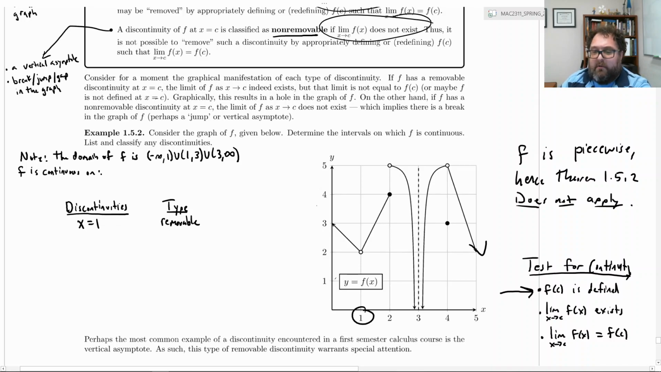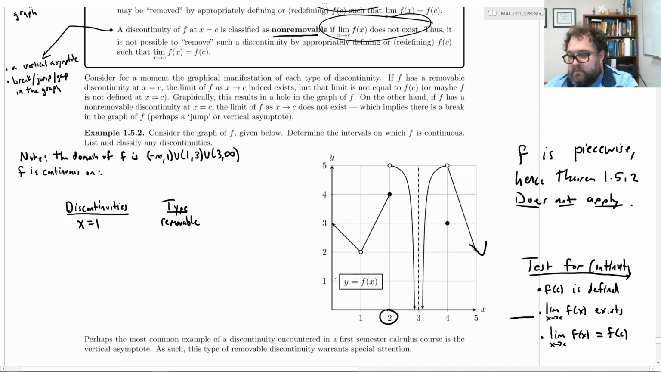Where's our next problem? Our next problem is at 2, because there's a gap there. So what's the issue there? The function is defined. That solid dot right there means the function's defined, so that's not the problem. The first bullet point in our test for continuity is not the problem.